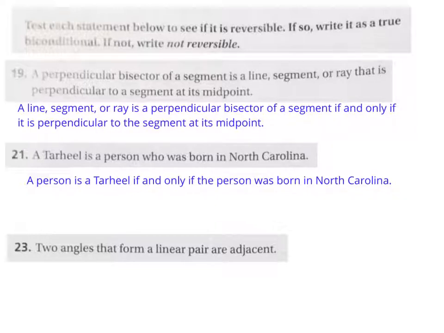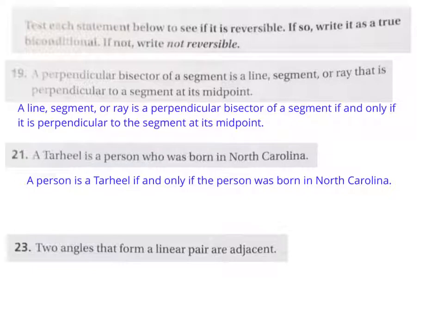But anyway, let's finish up with this last one, 23. It says, two angles that form a linear pair are adjacent. And so let's look at that. If two angles form a linear pair, then they are adjacent. Yeah, that's true, actually. You can't be a linear pair without being adjacent.